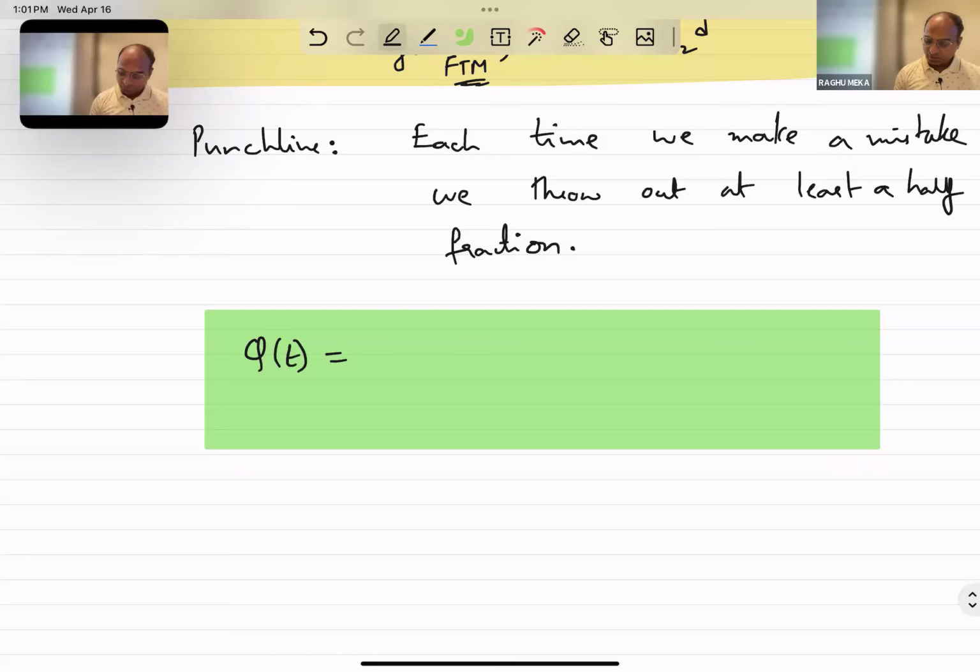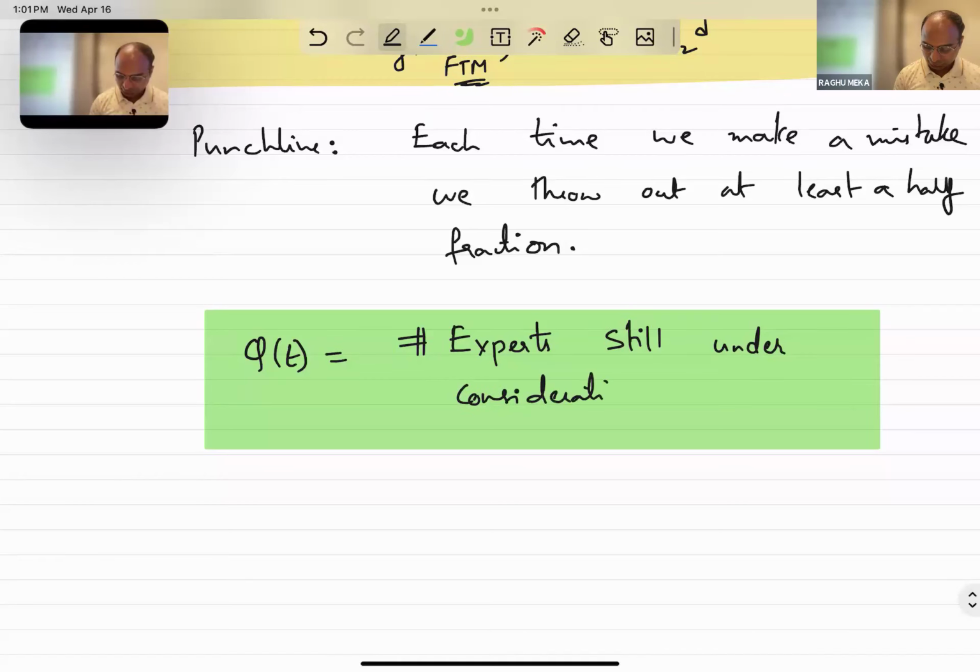So at every time t, I'm going to define a potential function to track how well the system as a whole is doing. Okay, meaning all of the experts combined together, right? So this is just the number of experts still under consideration after day t.